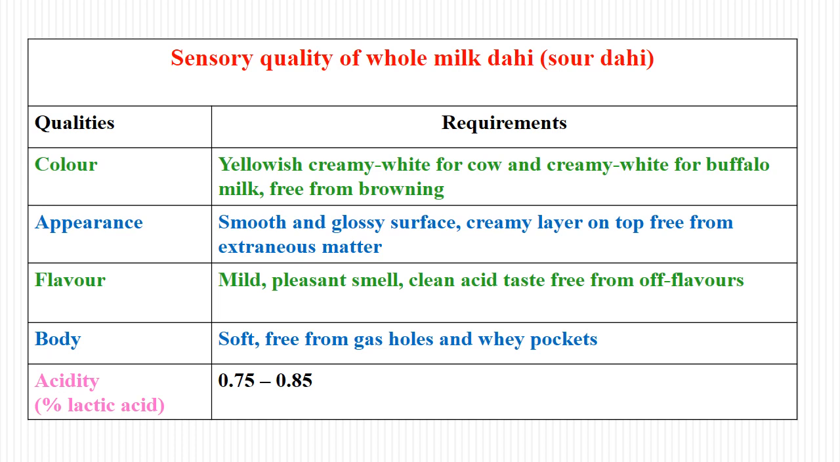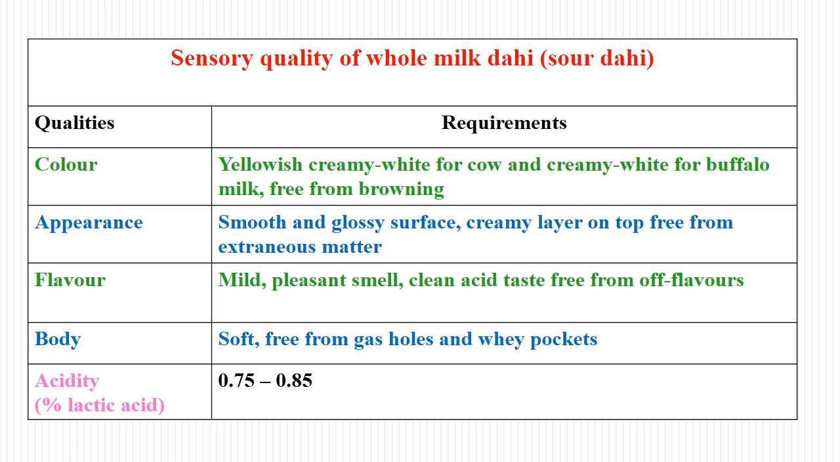Here is the sensory quality of whole milk dahi, that is, mostly the sour dahi. The quality parameters like color: the color will be yellowish creamy white for cow and creamy white for buffalo milk, free from browning. Appearance: it should be a smooth and glossy surface, creamy layer on top, free from extraneous matter. Flavor: it will be mild, pleasant smell, clean acid taste, free from off flavors.